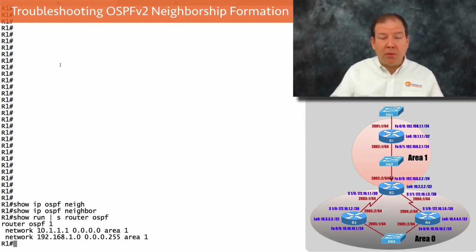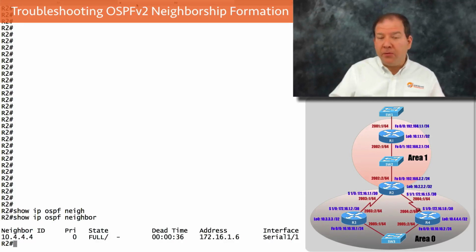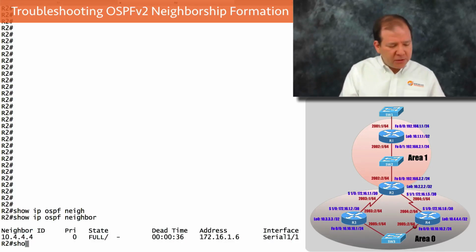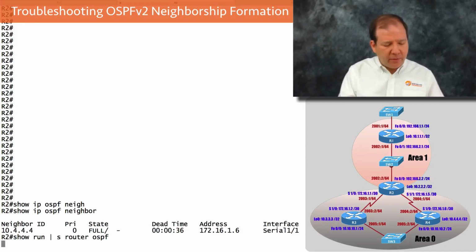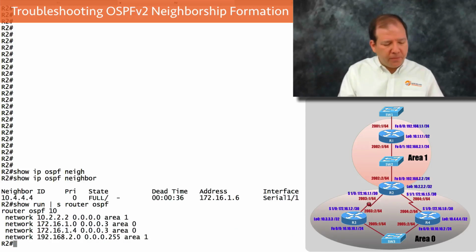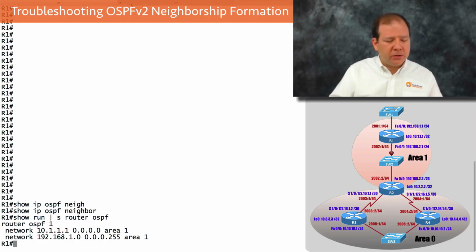Okay. Give you a moment to look at that, and then I'll go to R2, who we need to be forming a neighborship with, but are not. And let's do a show run | section router ospf on R2. I'll give you a moment to take a look at that. Now let's toggle back and forth. You might want to pause the video, and I'll just toggle back and forth a bit. This is R1.